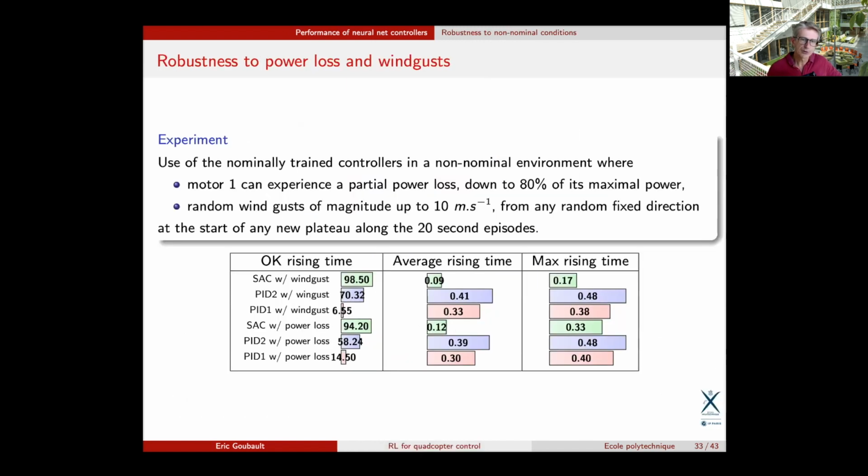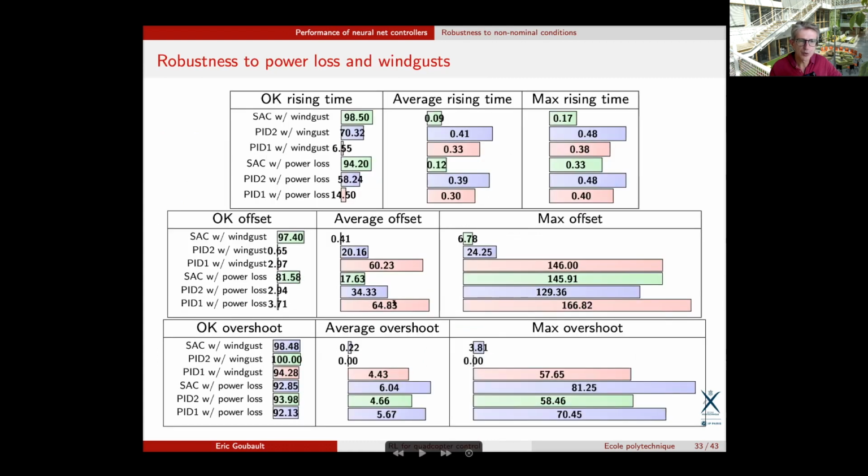When you look at the robustness of the controllers, so if you have a partial power loss or a wind gust up to 10 meters per second in some random fixed direction, you see that you have some degradation of performance, but not so much. They are very robust. You see the best SAC-trained controllers, the OK rising time is almost the same as for nominal conditions, even with power loss. You lose a few percent, but it's not much more. And the figures are not much less good than they used to be in the nominal conditions. You can observe this for all offset and overshoot measures as well.